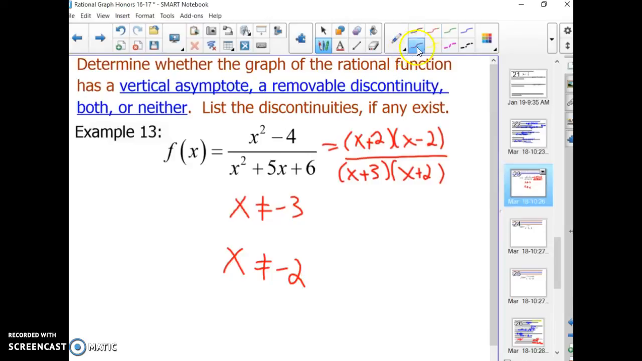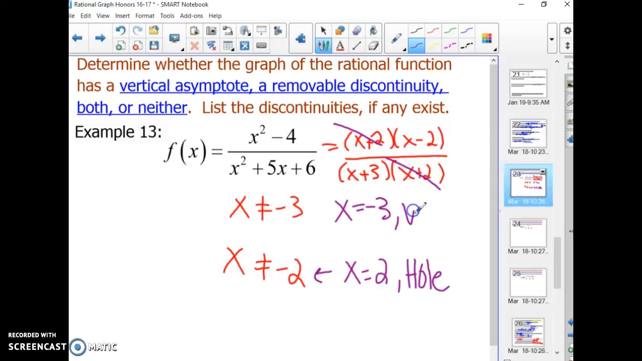So when I look at stuff that's going to cancel out, x plus 2 and x plus 2, because those cancel out, I know that when x is equal to negative 2, because it can't equal it since it'll make the bottom equal to 0, I'm going to have a hole. Okay? On this one, when x is equal to a negative 3, because that doesn't cancel out, I'm going to have a vertical asymptote.